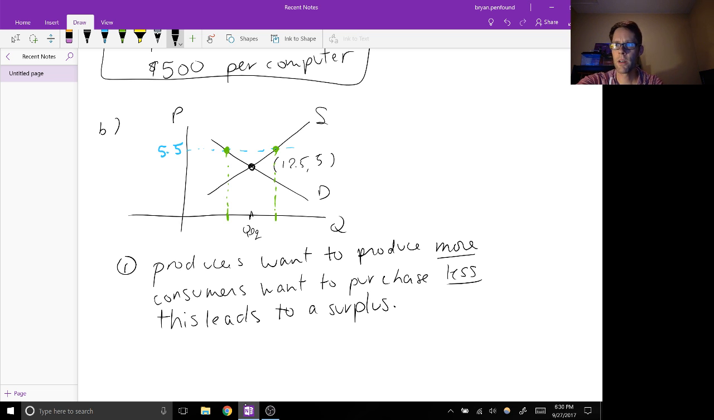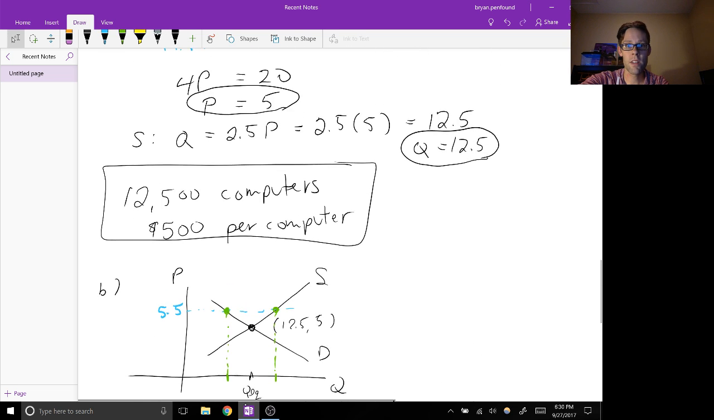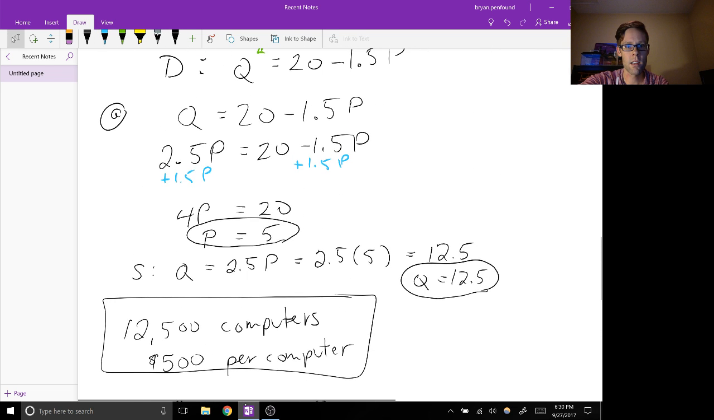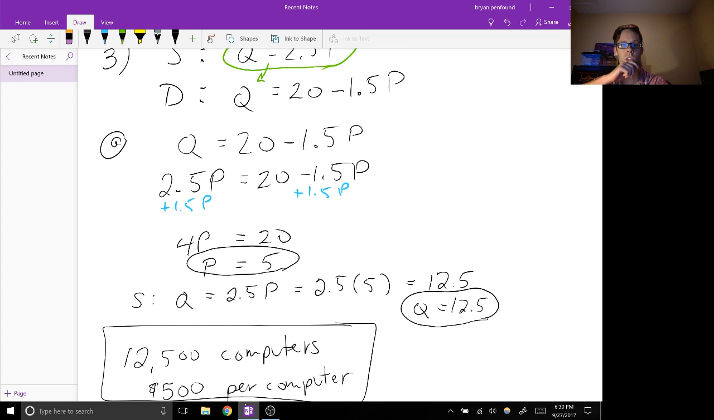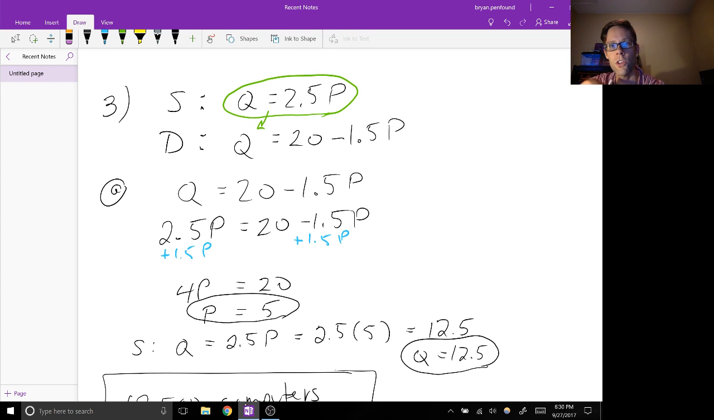Okay, so you're asking about P. Q was the quantity, and P is always given as the price. So in our original supply and demand questions, the capital Q is always going to be quantity, and the capital P is always going to be the price of whatever item we're working with. In this case, it was the computers.